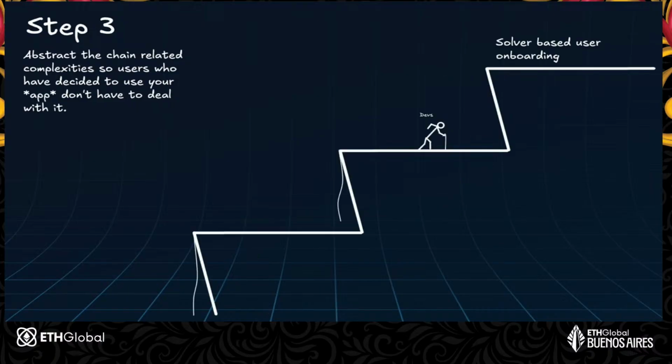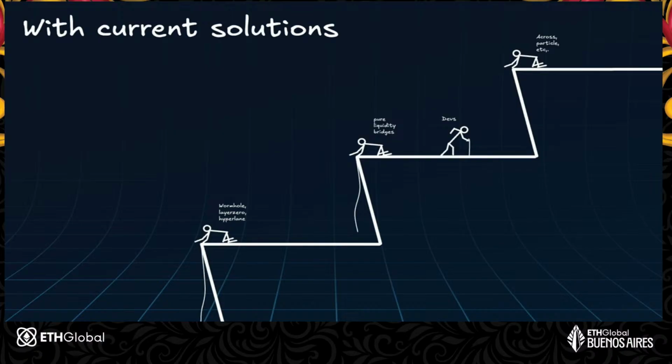And then there's step 3. By that time, devs like you are very tired and you don't know what to do, which is abstracting the chain related complexities. So users who have decided to use your app don't have to deal with it. And that's where solver-based user onboarding comes. And the current solutions, for step 1, Wormhole, Layer 0, Hyperlane, really well. Then you have pure liquidity bridges, and then you have Across and Particle, very great companies.